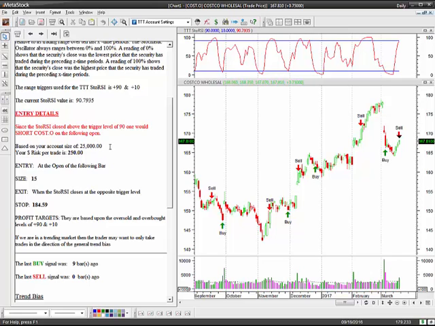I just did this based on an account of 25,000. We're going to be risking just 1% on any trade, so you're going to risk 250 on this trade. The entry is at market, at the open on Monday morning. Based upon the size of your account, you're going to be trading 15 shares, and your stop is 184.59. The commentary will tell you exactly what to do, and you put your orders in accordingly.